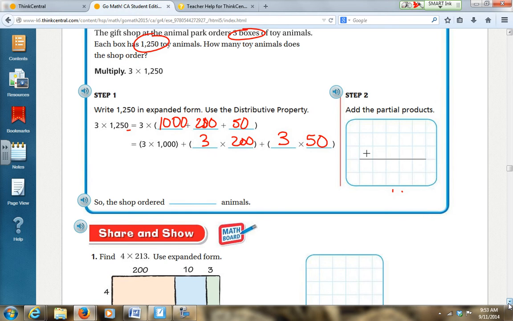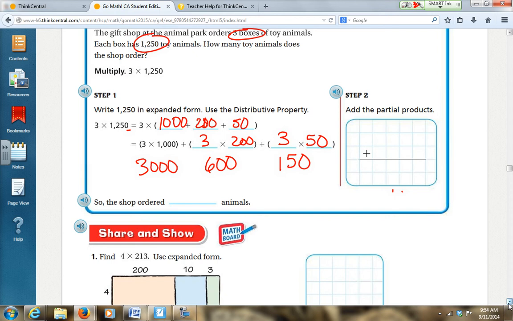Okay, 3 times 1,000 is 3,000. Good. What is 3 times 200, Jenna? 3 times 2 is 6. Okay, 3 times 2 is 6, and she added the 2 zeros, so it's 600. And 3 times 50, Naji? 3 times 5 is 15. Add the 0. Great. 3 times 5 is 15. Add the 0, and 150.